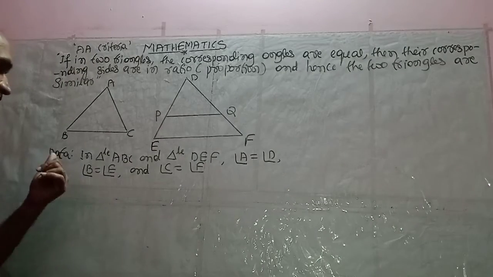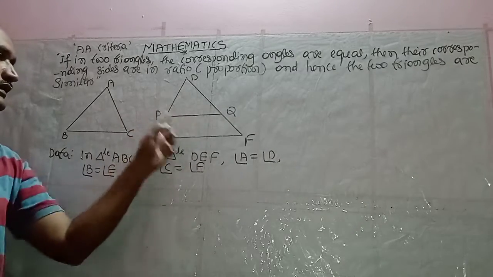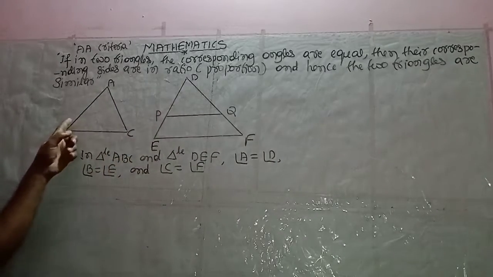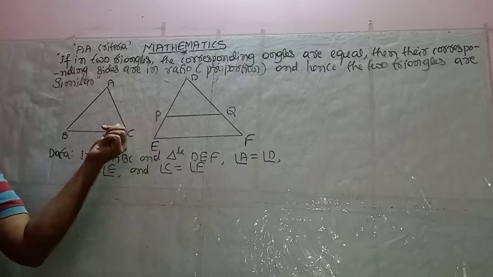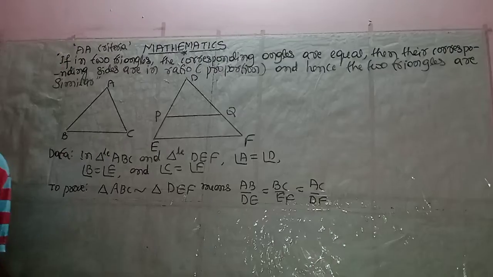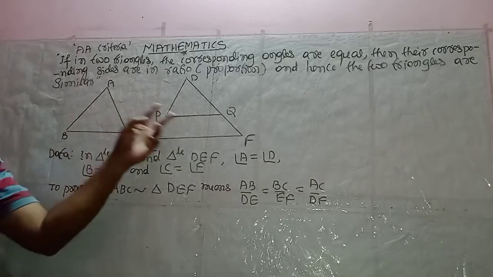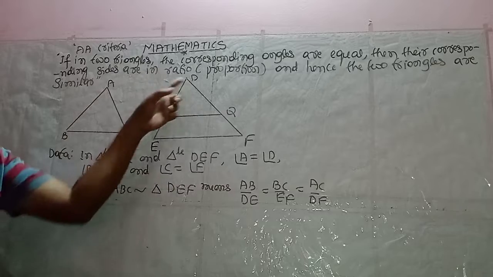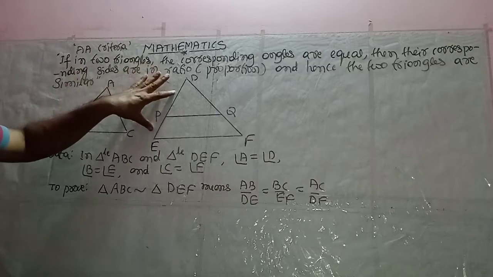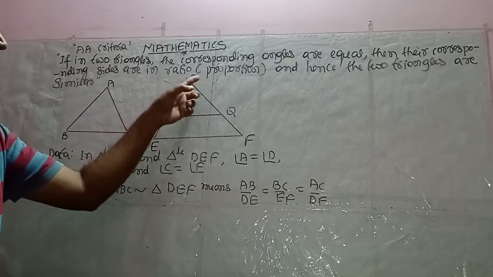In this theorem, the data part is: in these two triangles ABC and DEF, angle A's corresponding angle is angle D, angle B's corresponding angle is E, and angle C's corresponding angle is F. That is equal, that is given. That is the data part. What we need to prove is that triangle ABC and triangle DEF are similar. Or AB divided by DE, BC divided by EF is equal to AC divided by DF, like that you have to prove.